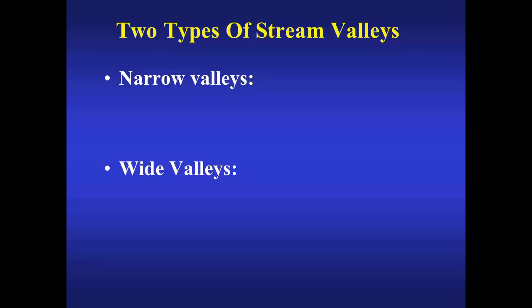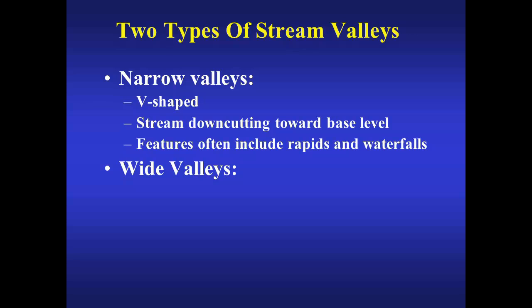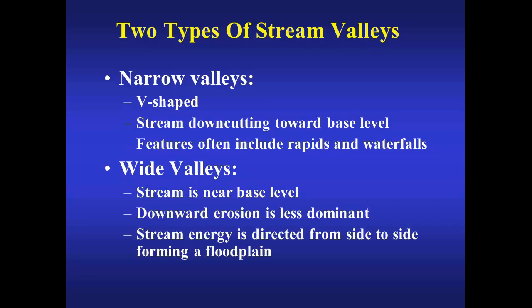We can even define two types of stream valleys, narrow valleys versus wide valleys. Narrow valleys are typically V-shaped in cross-section and are indicative of a stream that's actively down-cutting towards its base level, and features often include rapids and waterfalls, whereas wide valleys are characteristic of streams that are very near base level, where downward erosion is less dominant and the stream energy is directed from side to side, forming a wide floodplain.